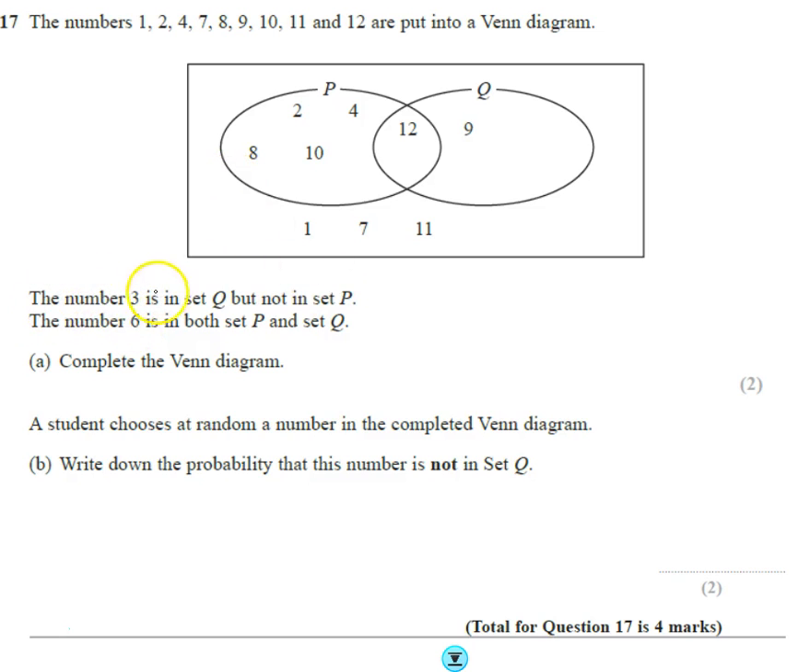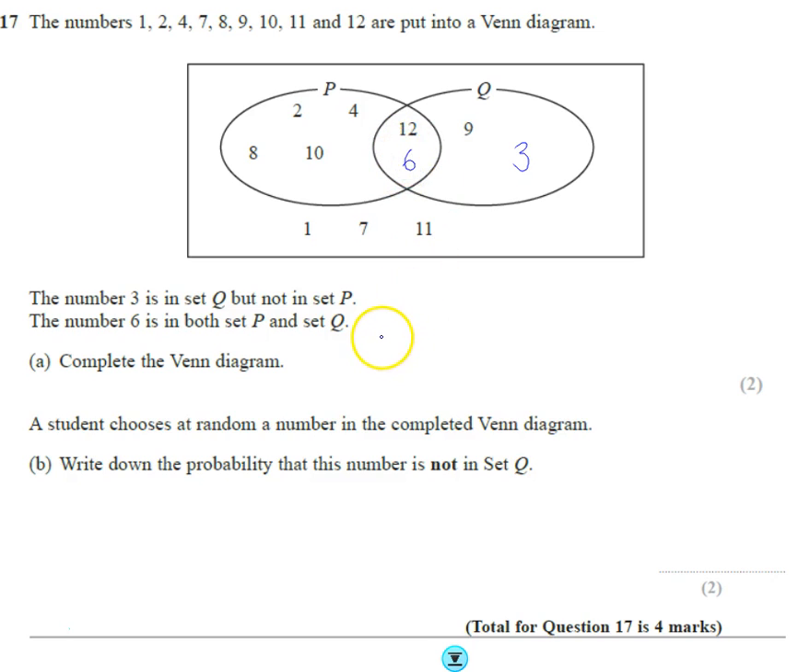So it says number 3 is in set Q, but not in set P. So it's going to be inside this circle, but it's not allowed to be in the middle because that's P and Q together. So 3 is going to go in here. And the number 6 is in both sets, P and Q. So the bit where it's both, 6 is going in the middle.